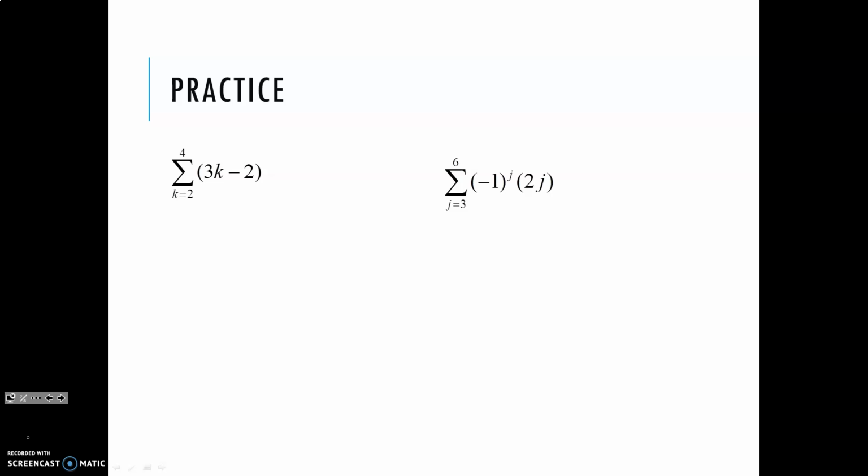Okay, so hopefully you guys have paused the video. This one is just 3k minus 2, so my start value on this would be a 2. Okay, so I have 3 times 2 minus 2, plus, next value would be 3 times 3 minus 2. And then finally, again, I know this is the end value because it's the top one up there, I would go 3 times 4 minus 2.